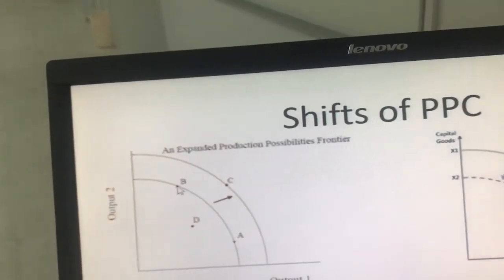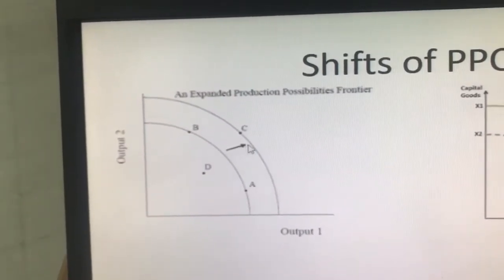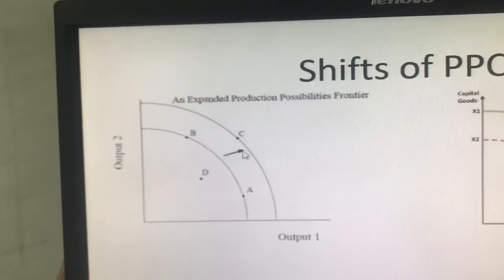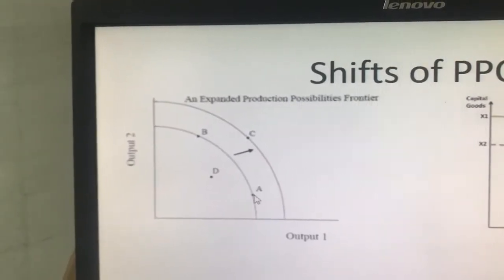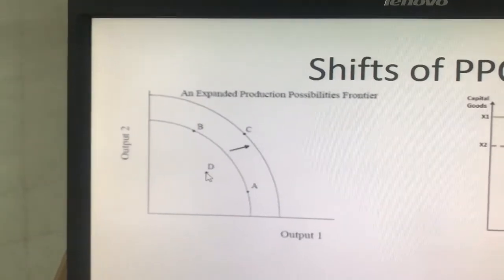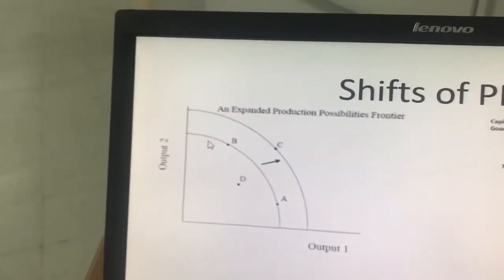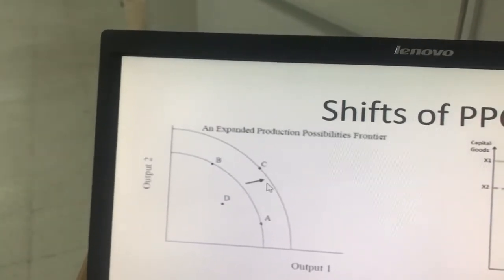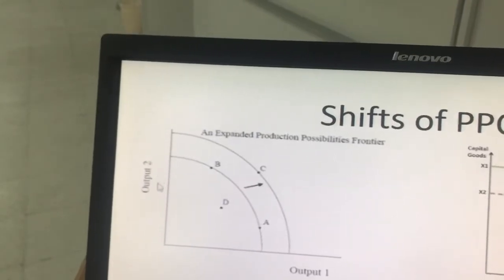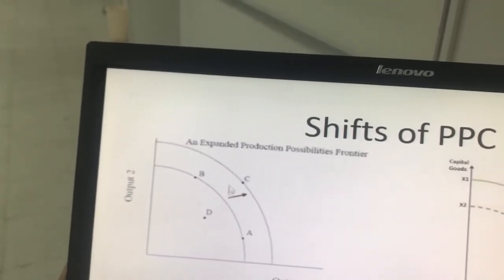The curve could shift like this. This is the first curve, and it could be shifted to the right. Before, we can say point A is efficient, point D inefficient, while point C is unattainable. But if we have economic growth, the curve will shift to the right, as you see here. So if the curve shifts right, it means we have an increase in output 1 and output 2. And what do we call this? We call it economic growth.